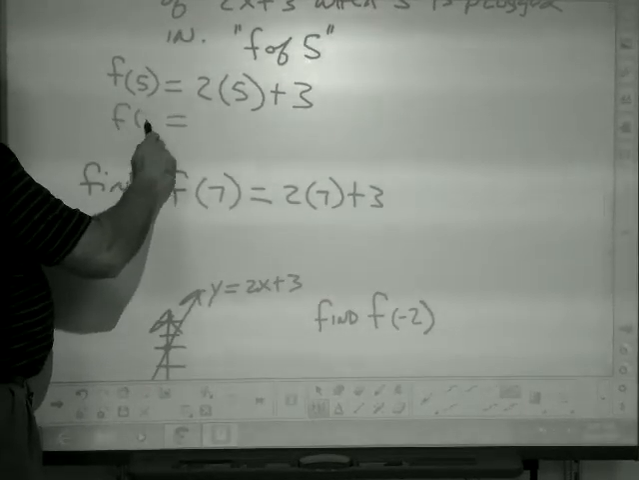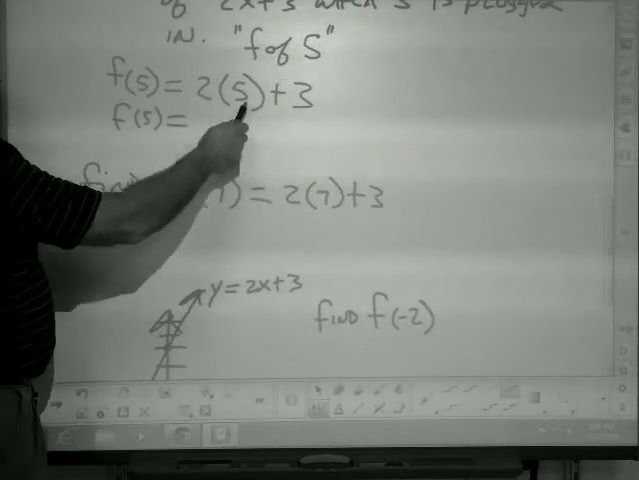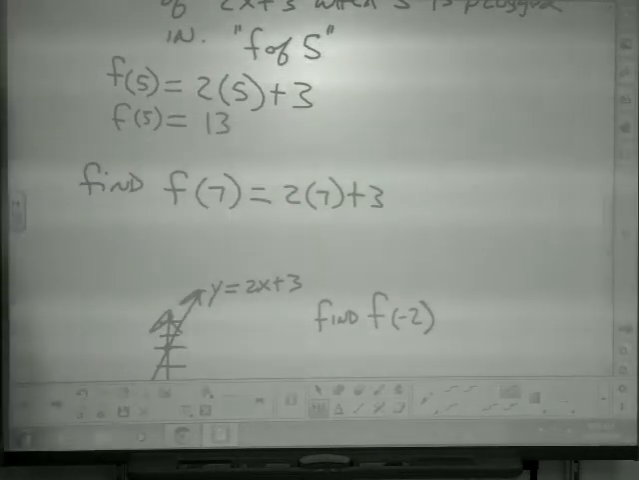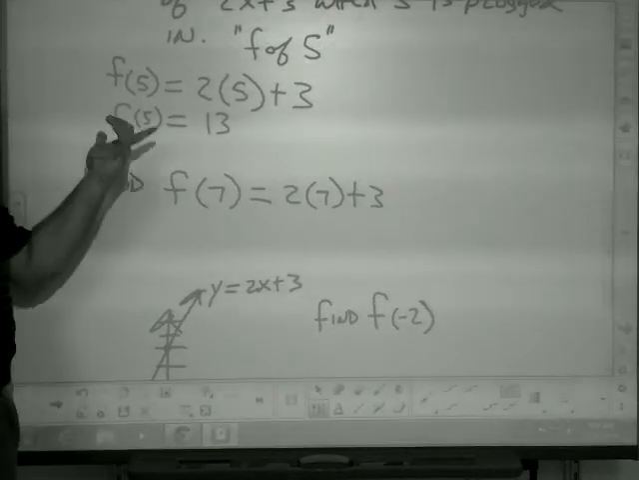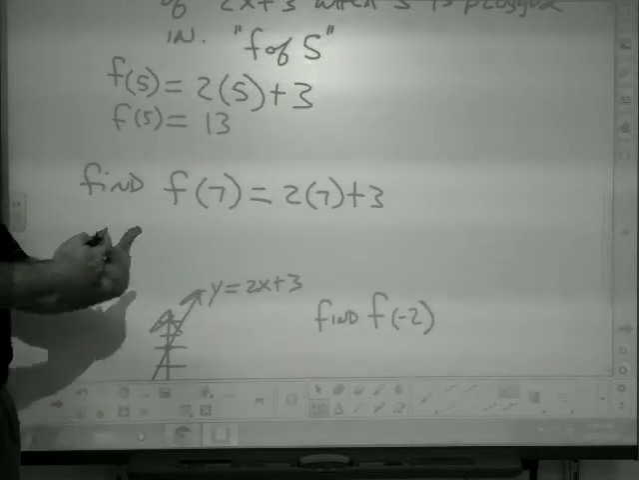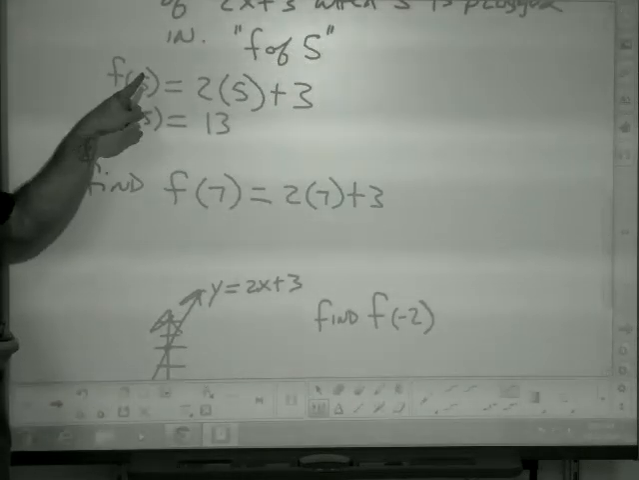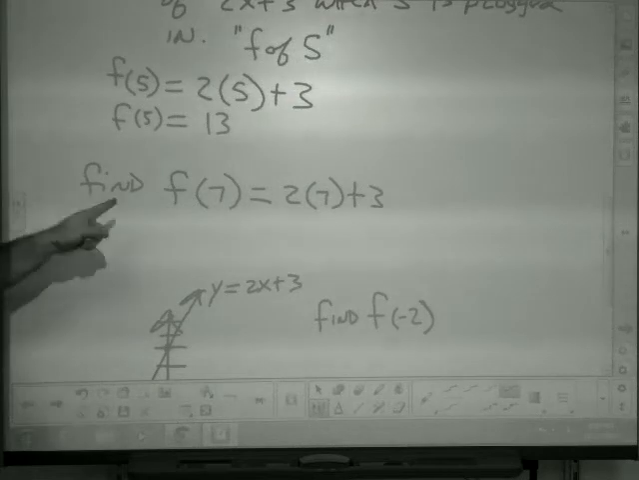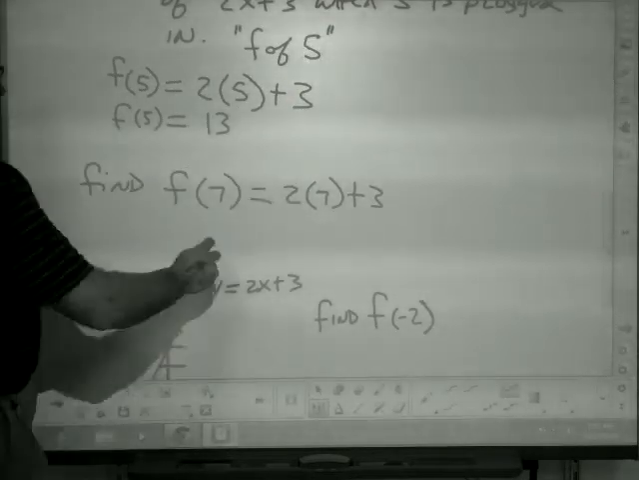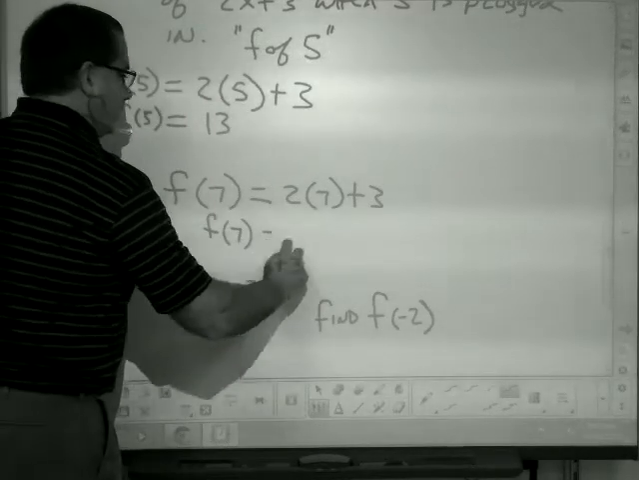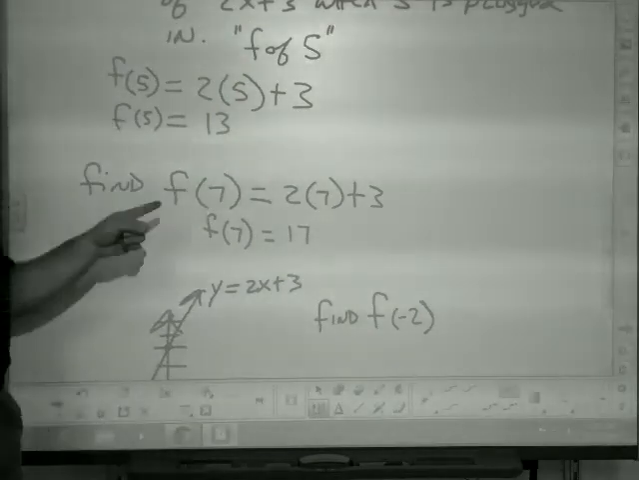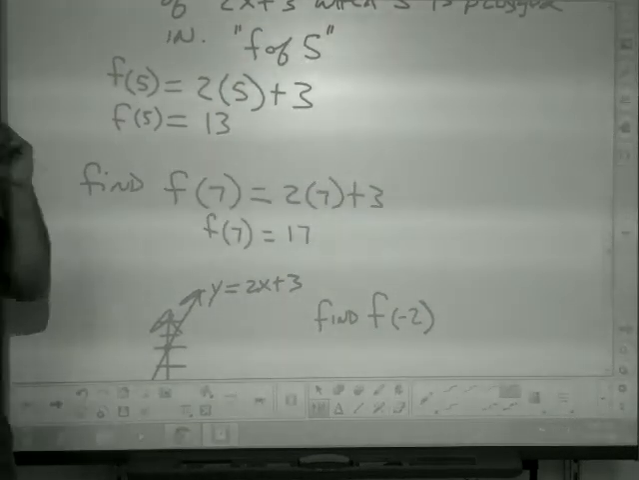So the f of 5 then is 2 times 5, which is 10, plus 3 more, which is 13. And so if someone says, what's the f of 5? The f of 5 is 13. It's evaluating the function when x is equal to 5. And so wherever x is, you would put a 5. Find the f of 7. Same thing. Put a 7 in now. And the f of 7 would equal 7 times 2 is 14, plus 3 more is 17. You always have to show your substitution. Okay?